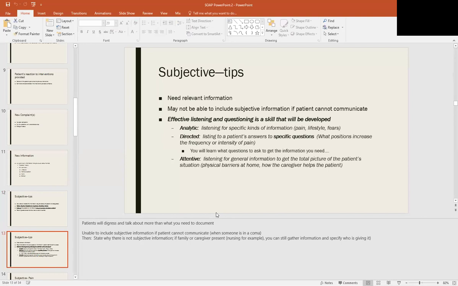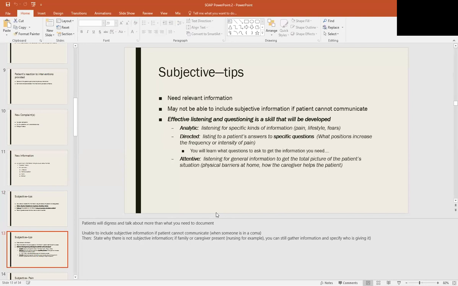So here are your examples of effective listening and questioning. You have analytic listening. So you're trying to get specific type of information directed. So you're listening to a patient's answers to specific questions. And like I said in that bullet point below, besides WILDA and getting informed consent, you guys are going to learn what questions to ask to get the information that you need from the patient to get a picture of how they're functioning and how they're reacting to treatment.